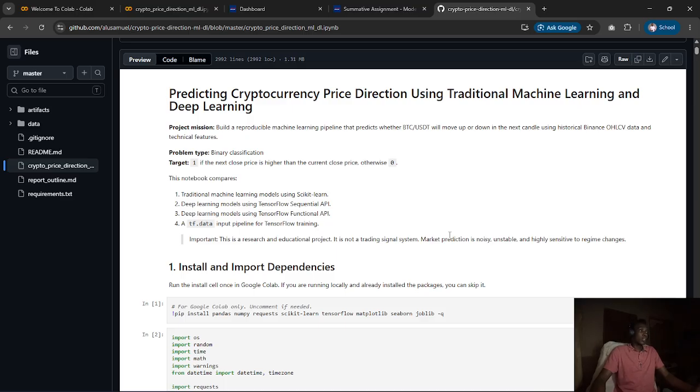The dataset used in this project is BTC/USDT historical OHLCV data. OHLCV means open, high, low, close, and volume. The dataset is external market data and not a built-in dataset from Scikit-learn or Keras. This is important because the project requires an original or open source dataset outside those libraries.